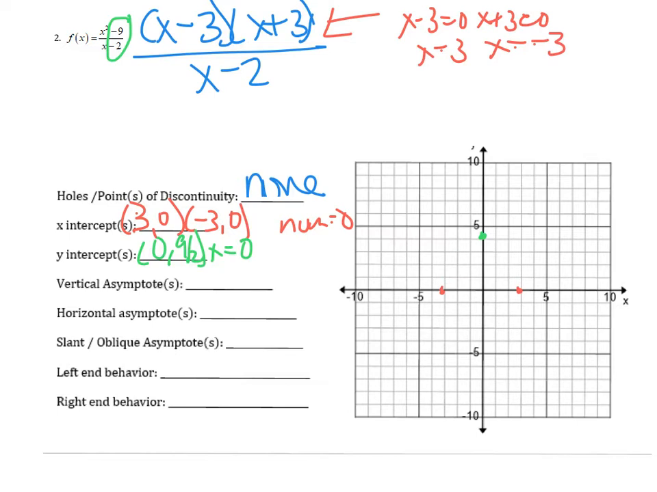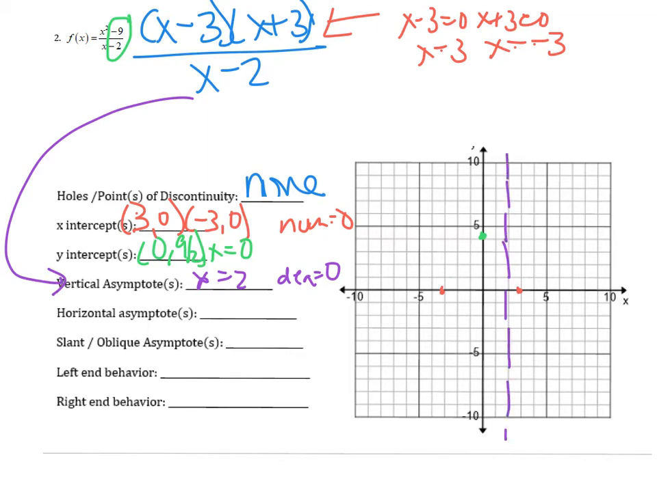My vertical asymptote: set your denominator equal to 0. So that's going to be x equals 2. That's a vertical line. So that's this one, 2 for my vertical line. And then black, horizontal.